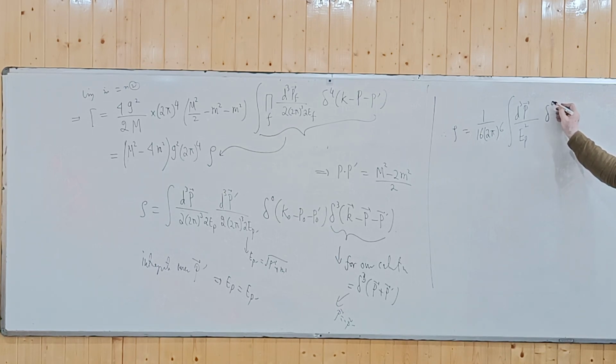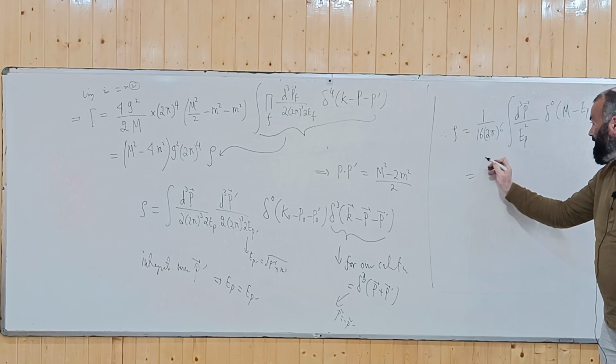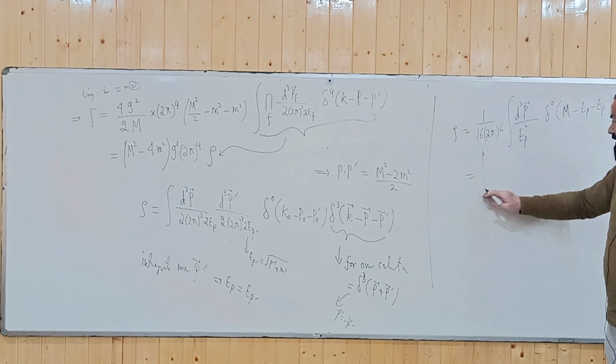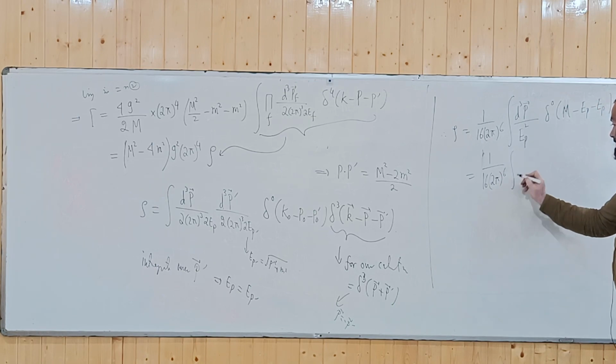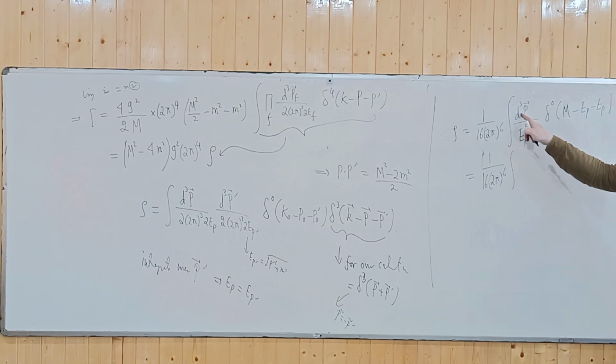Then what you have is delta of k0 minus p0 minus p prime 0. What is k0? k0 is actually m. What is this p0? It is Ep. Good. So it's minus Ep, because Ep prime is the same as Ep. So what you get is 1 divided by 16 (2 pi)^6 times the integral. Now let's work it out. This d3p will be something like 4 pi.